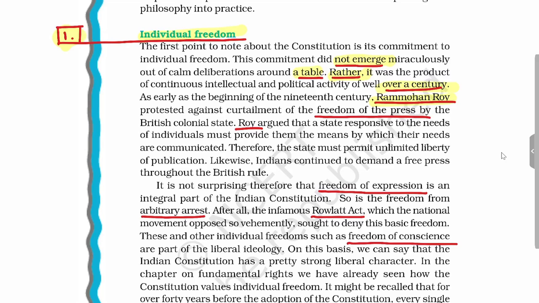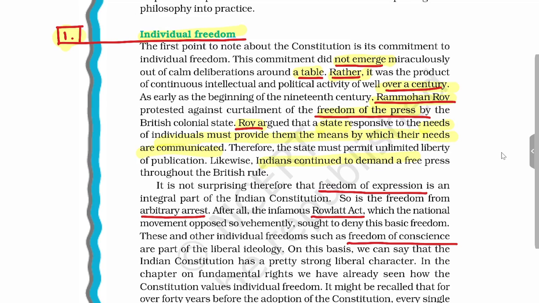So, this concept of individual freedom did not emerge immediately, rather it emerged over a century. Do you remember the contribution of Raja Ram Mohan Roy during the Indian National Movement? He was the first person who demanded the freedom of press. He also argued that the state should be responsive to the needs of the individual and must provide them the means by which their needs are communicated. Later on, Indians continued this demand of freedom of press.